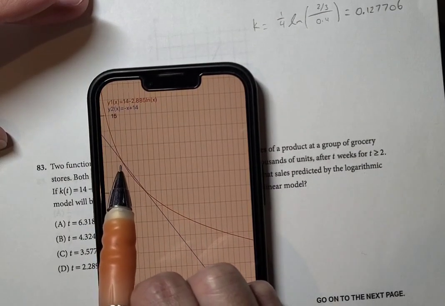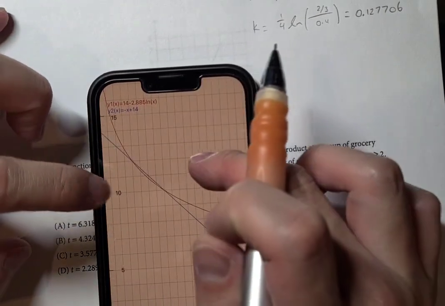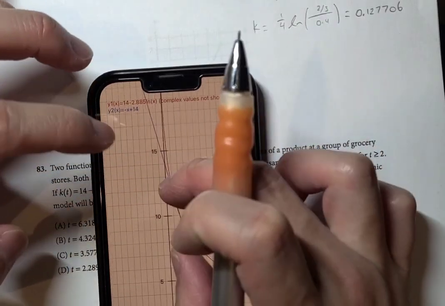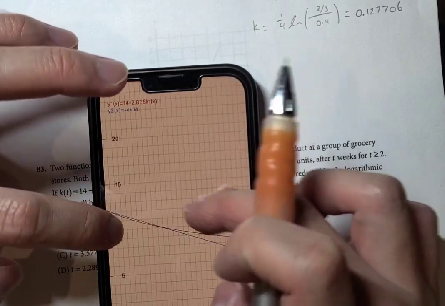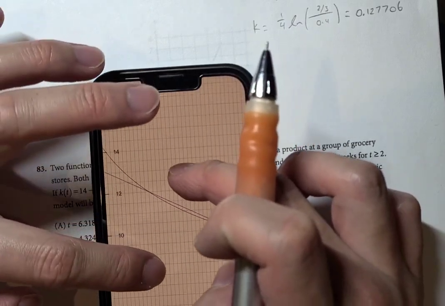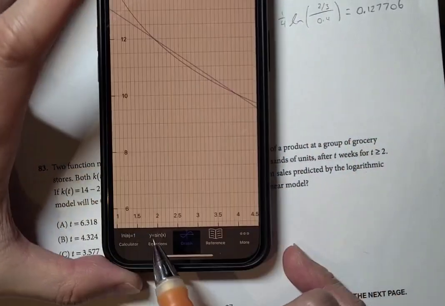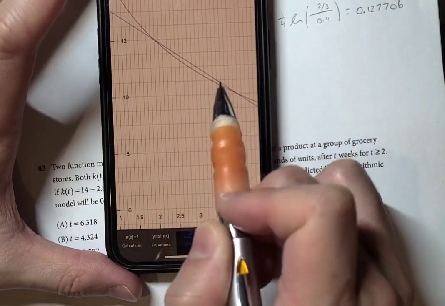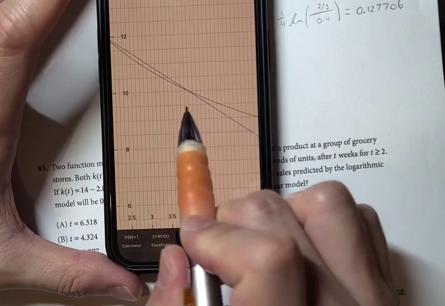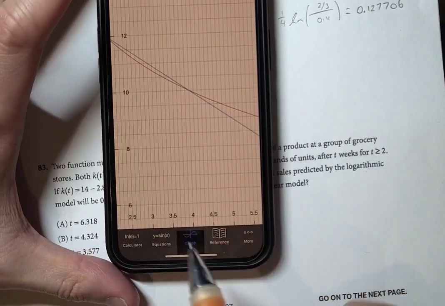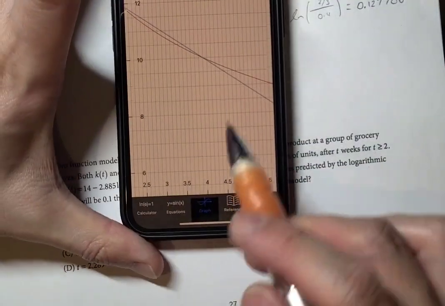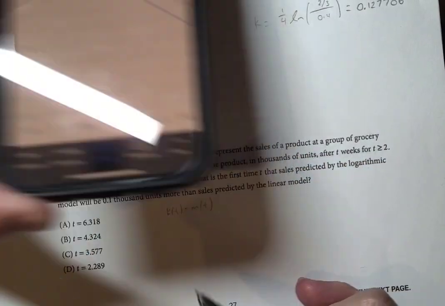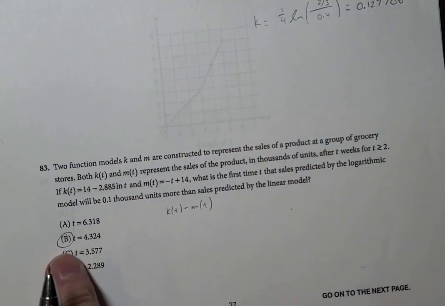So notice around t is 2, if I can zoom in, there we go. This is t is 2 down here. You see that the blue is greater than the red. Remember, the blue is the linear. So we're interested when the red is bigger than the blue by 0.1. That's what it says. And if you eyeball this, the answer should be 4 point something, and the closest answer is B.